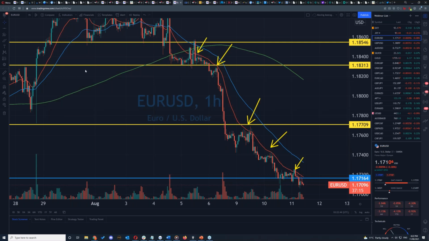And all of these signals came from the bias that we have on the daily, and that's what we're talking about. That's why it's so important that even though these signals are giving us the entry points on the smaller time frames, we've got our overall bias from the big one, and that's what's really important.